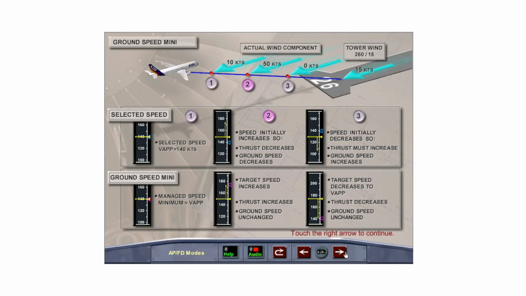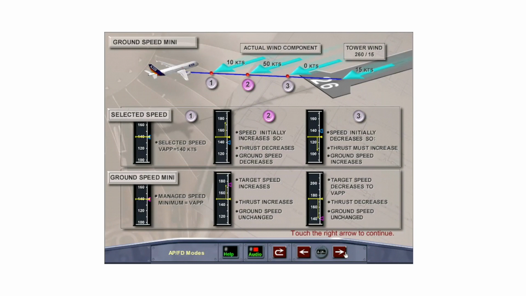In the second and third parts of the approach, the wind initially increases 35 knots above the tower-reported headwind component, then drops to 0. In selected speed, the aircraft speed trend initially increases, so the thrust level decreases to as low as idle thrust in an attempt to bring the speed back to the selected target speed. The ground speed also decreases.